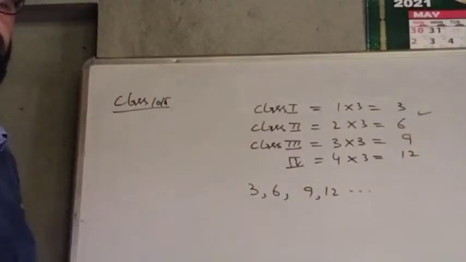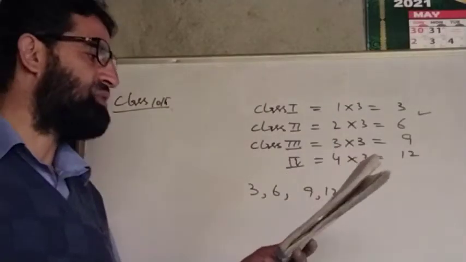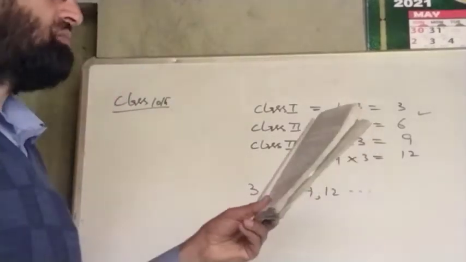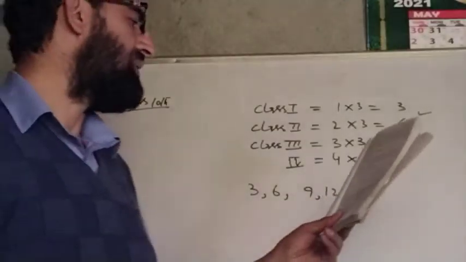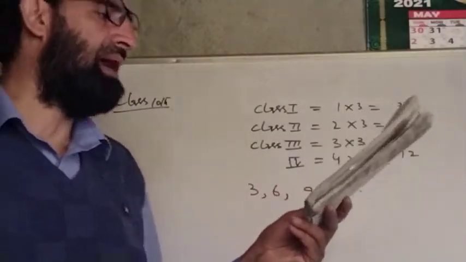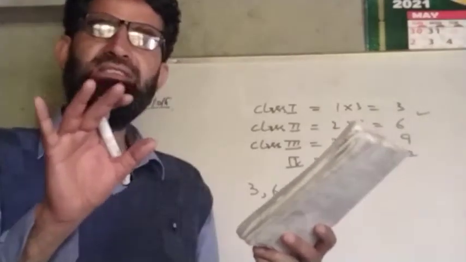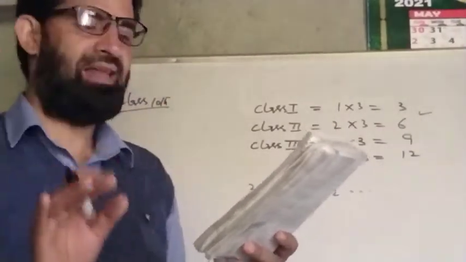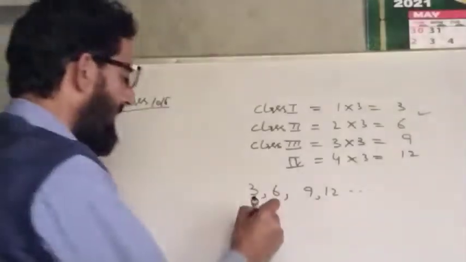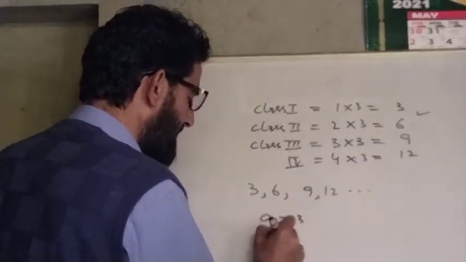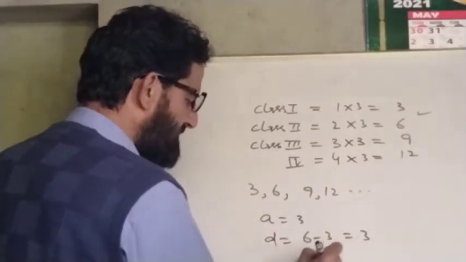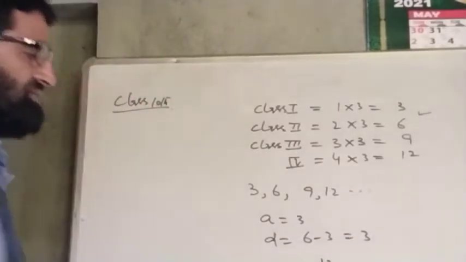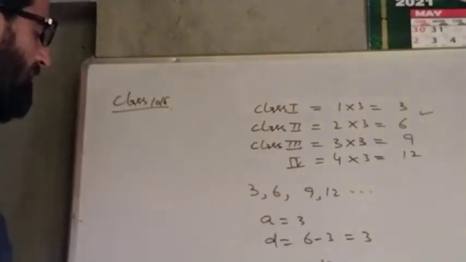And there are 12 classes in a school. So we have to find how many trees they are going to plant. So we have to find the sum of the plants planted by all sections of all classes up to class 12th. So here a is equal to 3, d is equal to 6 minus 3, that is again 3. And what is n? n is 12, because there are 12 classes. So we have to find the sum.